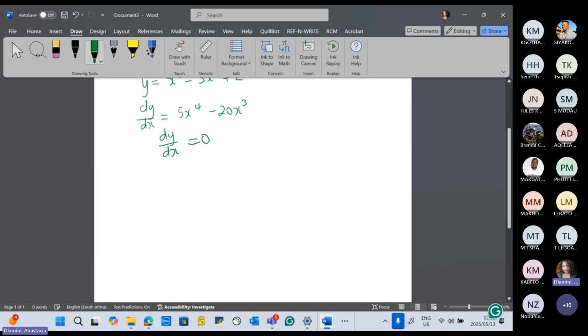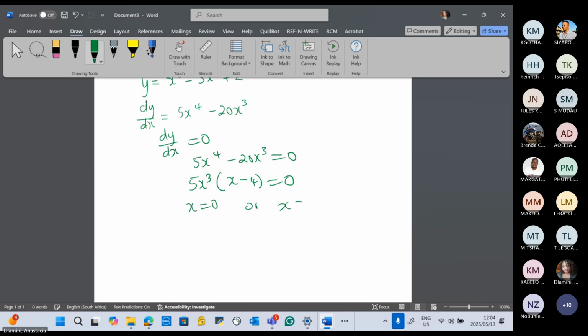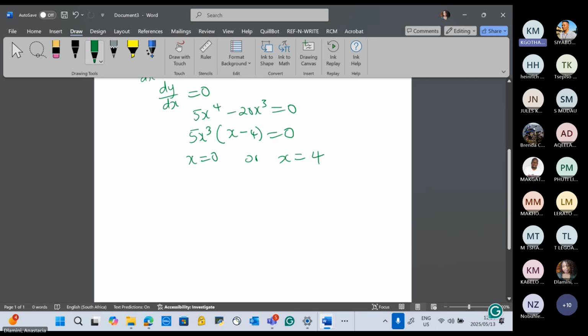Then you say dy over dx is equals to 0. Then we have 5x to the power of 4 minus 20x to the power of 3 is equals to 0. So we factor out. What can we factor out here, guys? I'm assuming you know what to factor out. Five x. Are we done from here? Then you do the second derivative.